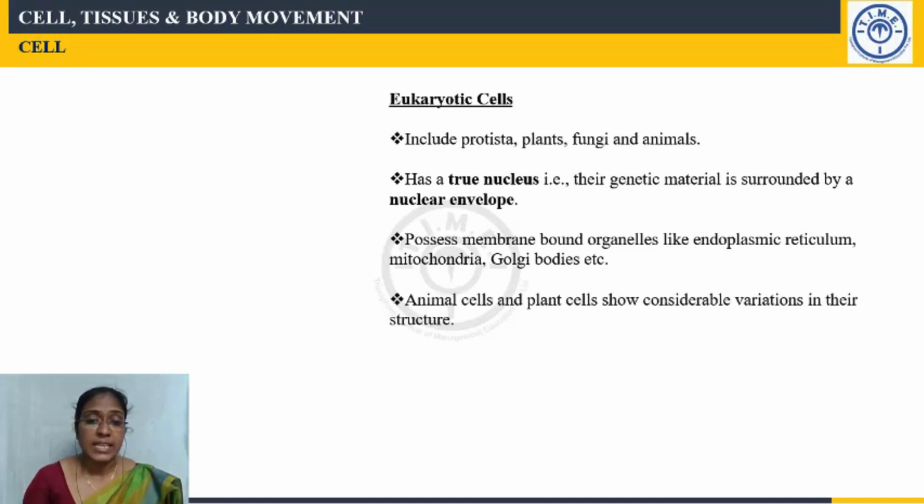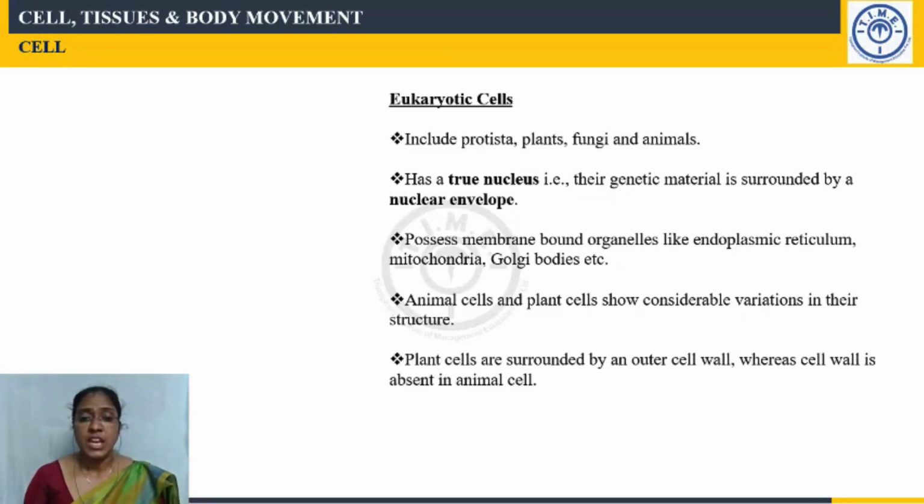Then, animal cells and plant cells show considerable variations in their structure because there are typical differences between an animal cell and a plant cell. The very important and notable difference is that plant cells are surrounded by an outer cell wall, whereas the cell wall is absent in animal cells. That is a very important point to be noted. Cell wall is present in plant cells, whereas in animal cells, the cell wall is absent.